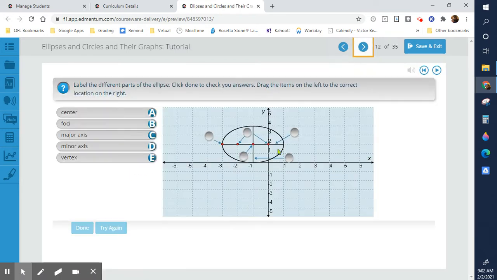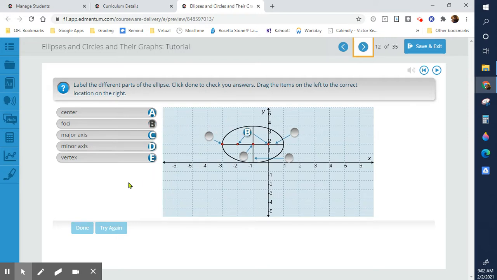All right, so let's kind of go in here. Now let's identify these. These parts right here, these two would be the foci. The foci, just remember, are on the major axis, and they're kind of what anchors that string to that piece of paper. So I'm going to call those the foci.